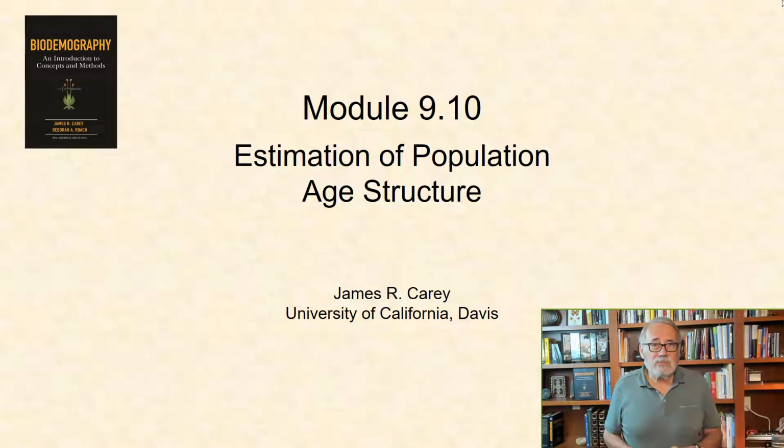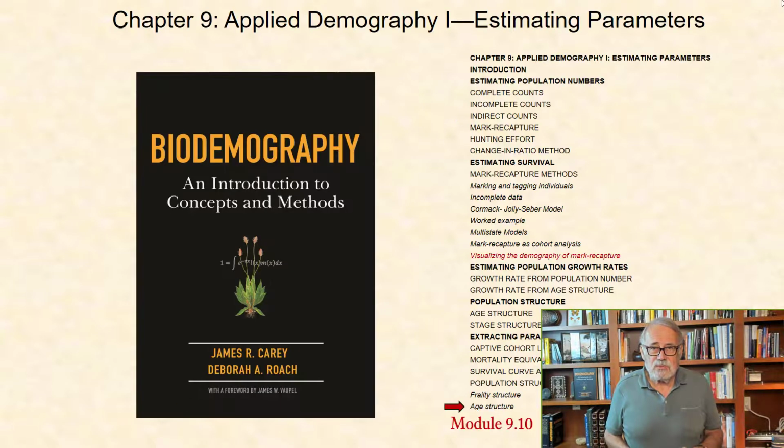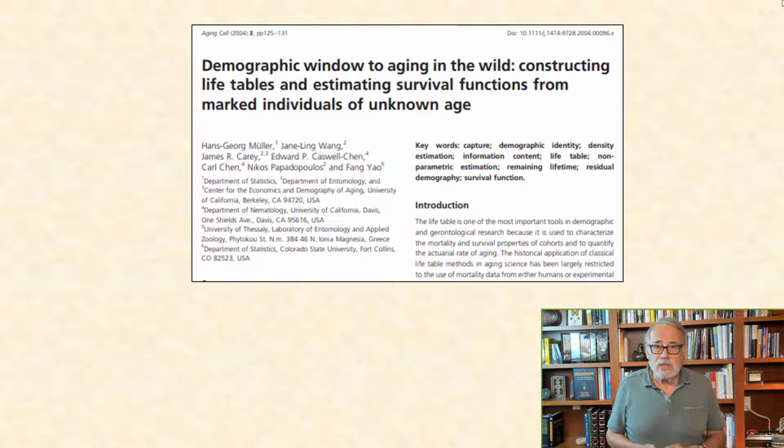In this module, I cover age structure estimation using what we refer to as a captive cohort method. The concept is based on a paper published in the journal Aging Cell in 2004 by Hans Mueller, Jane-Ling Wang, myself, and several other colleagues.